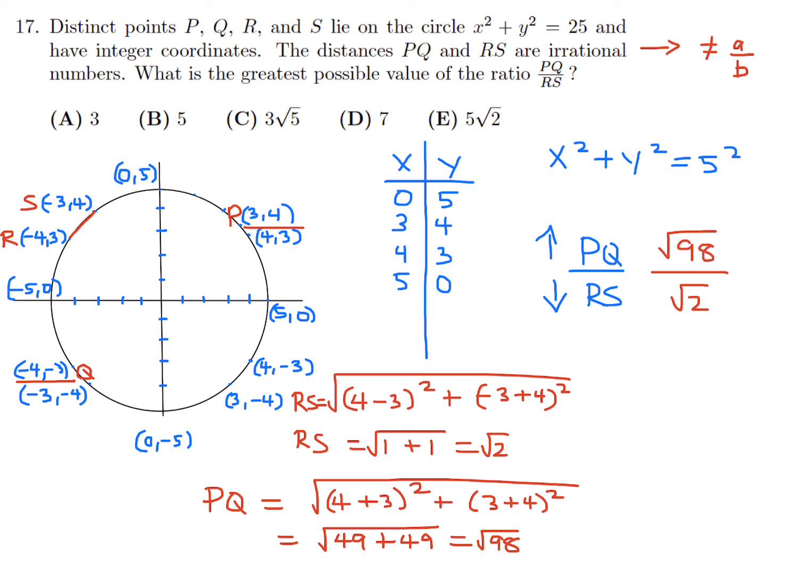Root 98 is indeed an irrational number. That actually is 7 root 2, and root 2 is irrational, so 7 root 2 is irrational. So this would be 7 root 2 over root 2, and that is equal to 7. So for number 17, the answer is D.